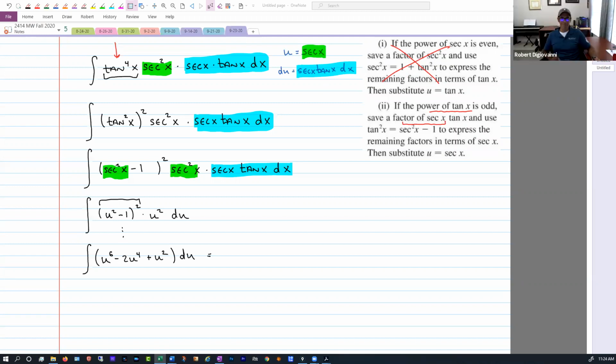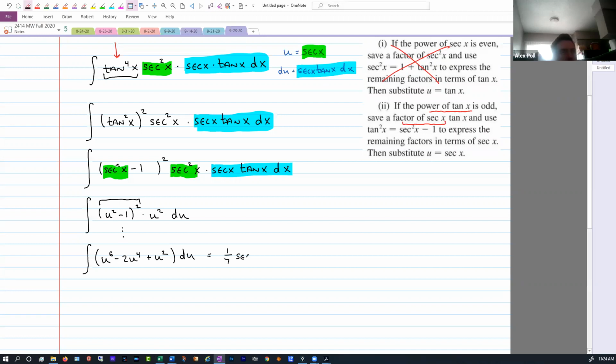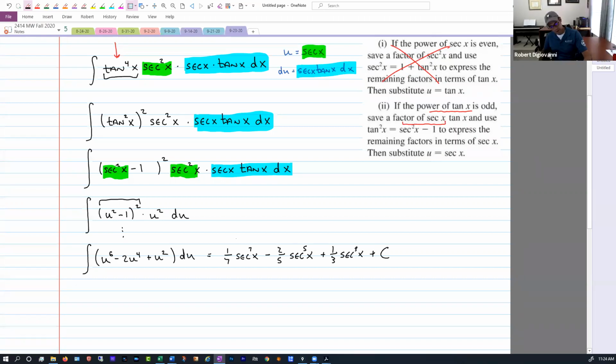So you. Can I just say straight to the secant? Yeah, go ahead. Okay, so it'd be 1/7 secant to the x to the 7th power minus 2/5 secant x to the 5th power plus 1/3 secant to the 3rd power x. My bad. Then plus c. Yep, good, okay. So Alex went ahead and did the power rule and then just went ahead and plugged all the u's back in. There it is.